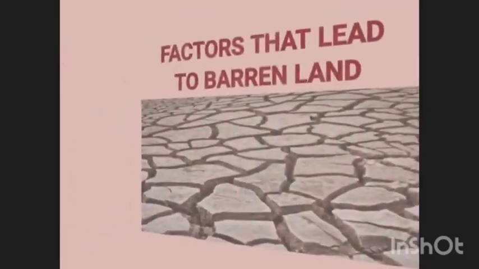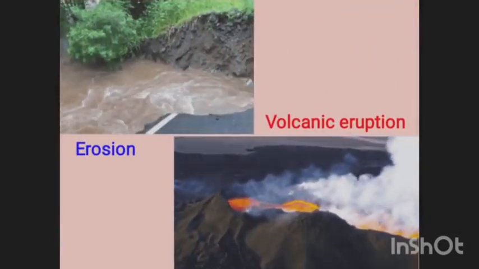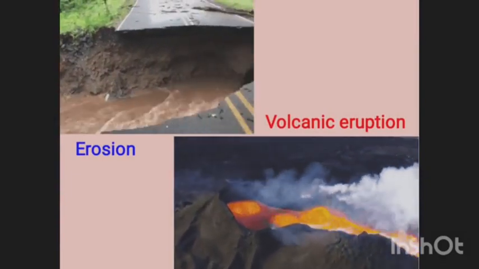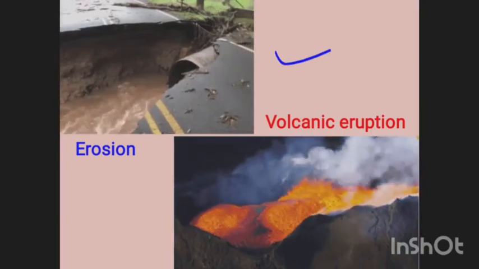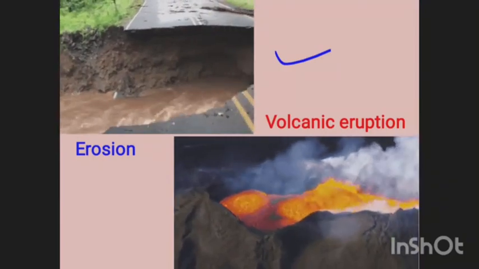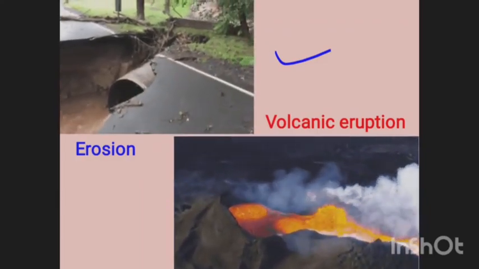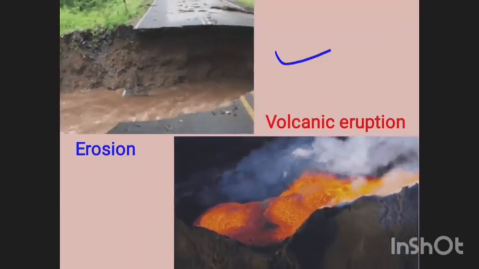Let's look at factors that can lead to barren land. When we say barren land, it means bare land that has no vegetation or has no plant on it. What are things that can lead to barren land? Here we have erosion. Erosion is one of them, which is the washing away of the topsoil. Once the topsoil is washed away, plants will not be able to get nutrients to grow. Therefore, it will lead to what we call barren land.